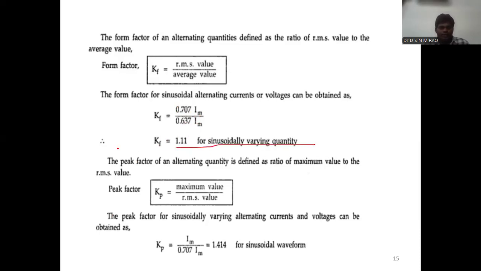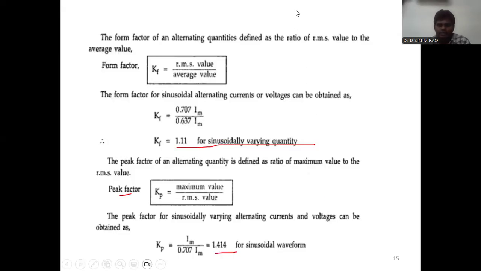Similarly, we can also calculate the peak factor. The peak factor definition is the ratio of maximum value to RMS value. The maximum value for a given sinusoidal signal is Im, divided by the RMS value just obtained, 0.707 Im. So finally peak factor equals 1.414 for a sinusoidal signal. So for a sinusoidal signal, form factor equals 1.11 and peak factor equals 1.414. In this way, we can calculate the average value, RMS value, peak factor and form factor of a given sinusoidal signal.